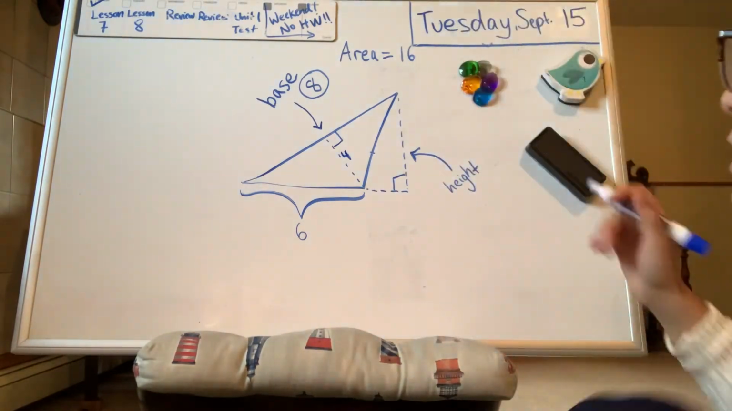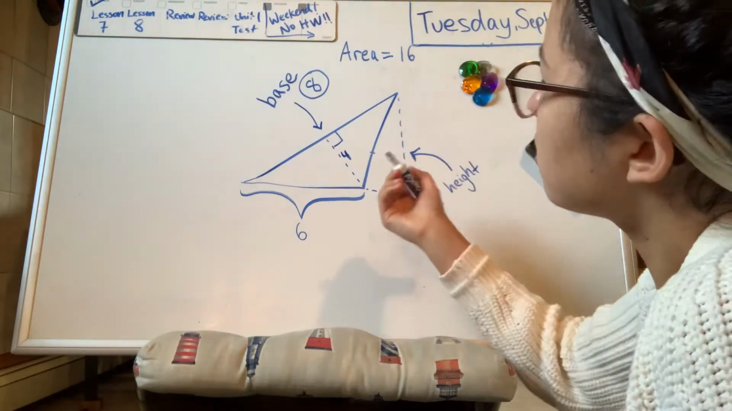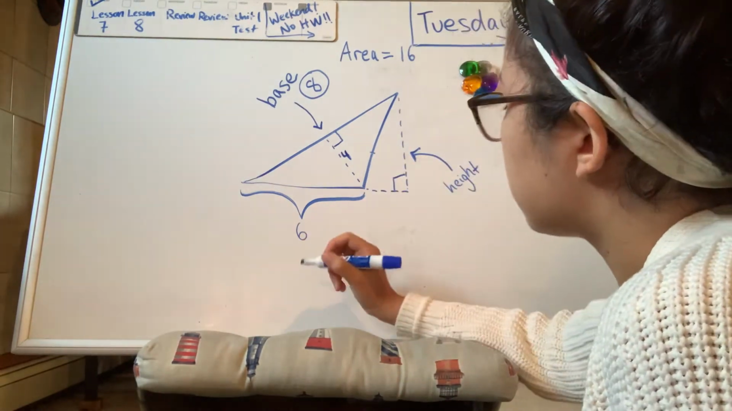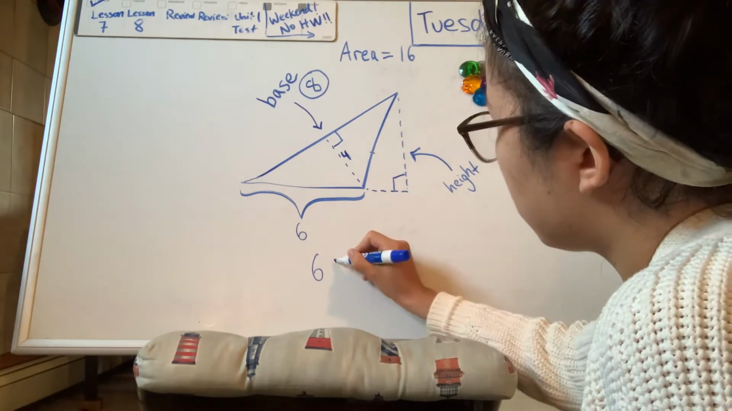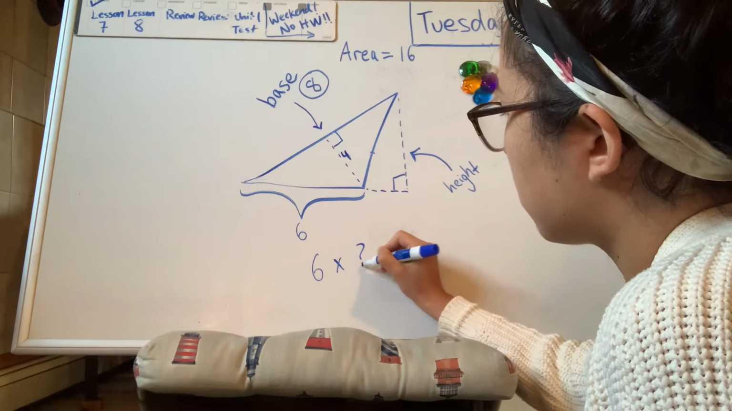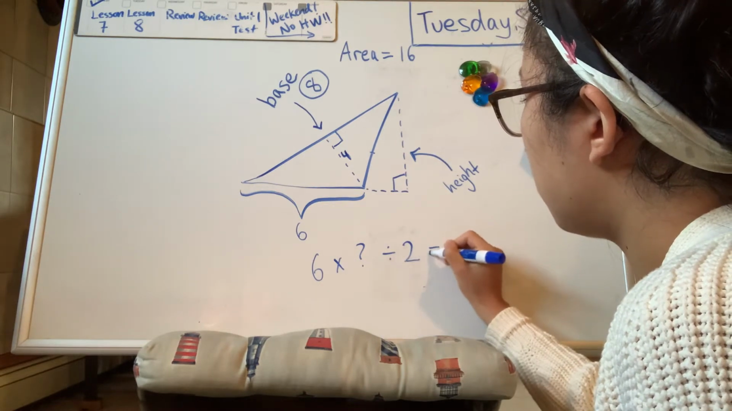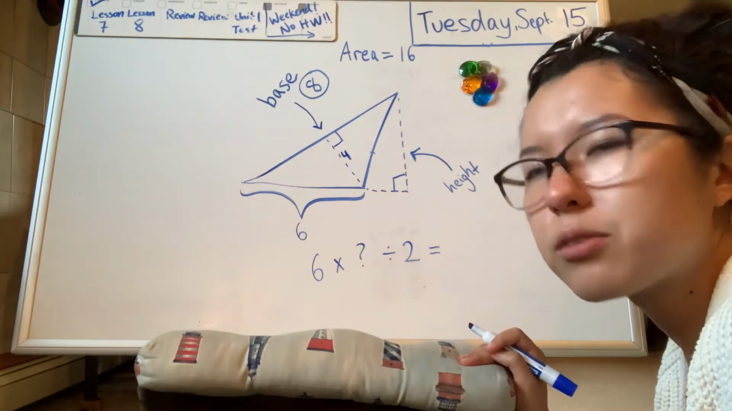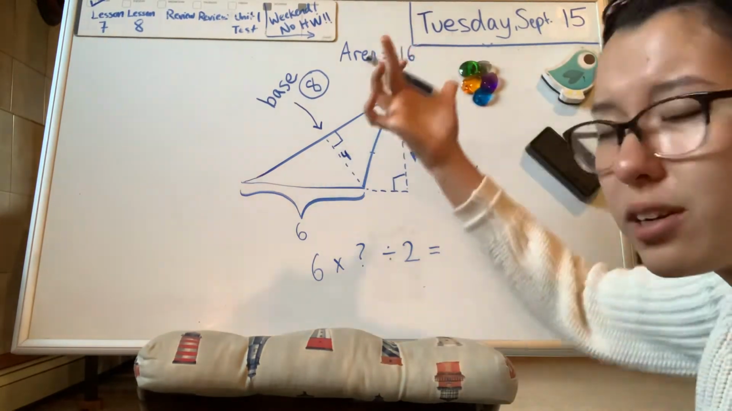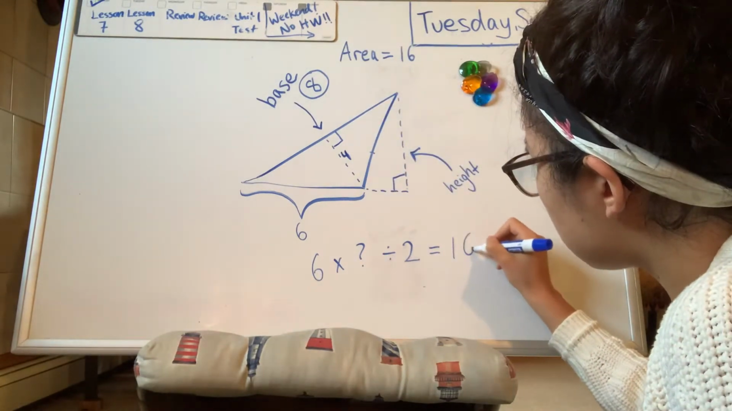Well, let's use our area of a triangle formula again, and let's plug it in. So we know that area equals base times height divided by 2. What's our base? 6. What's our height? It's unknown, so I'm going to put a question mark. And then divided by 2. And then that equals our area. Hold up, we do know our area now, right? Because we calculated it before and the triangle hasn't changed, so it's the same area. So we know this equals 16.